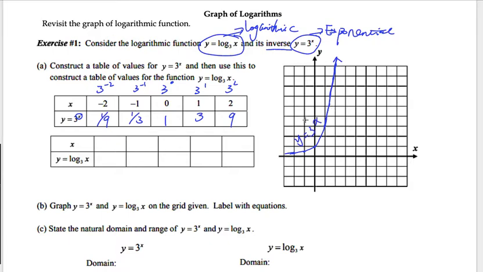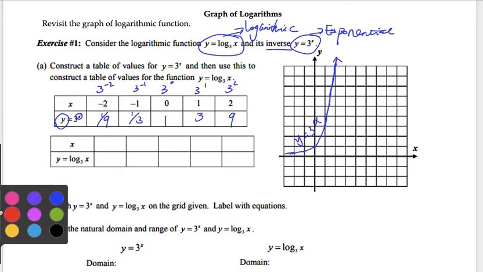Now what I'm going to do is, whatever the x value is here, whatever the y value is here, I'm going to use as the x value. I'll use a different color so we can compare.